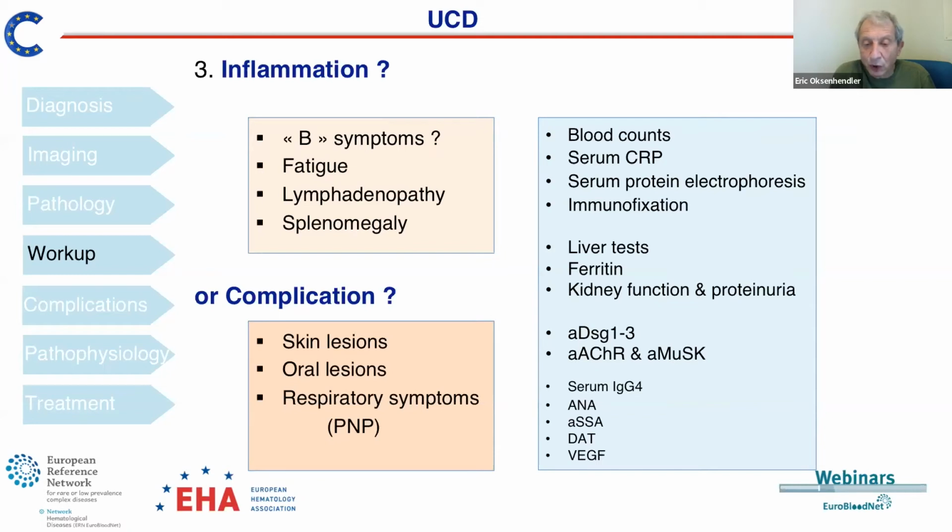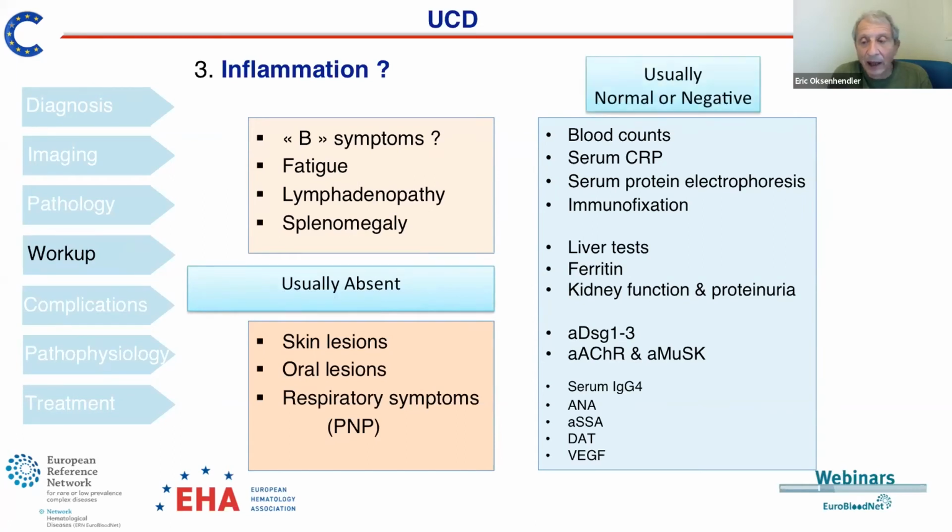And then you may have to use other markers, but mainly in the cases where you are discussing possible differential diagnoses, such as IgG4-related disease, lupus, Sjögren, or plasmacytoma. But I must say that this is mainly a problem when we deal with a presentation suggestive of idiopathic multicentric Castleman disease, and it's not really the case for UCD. So this is usually absent, and the blood tests are usually normal or negative.